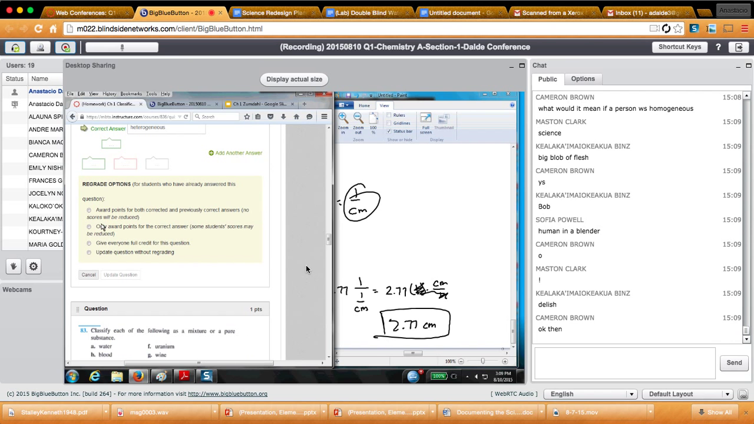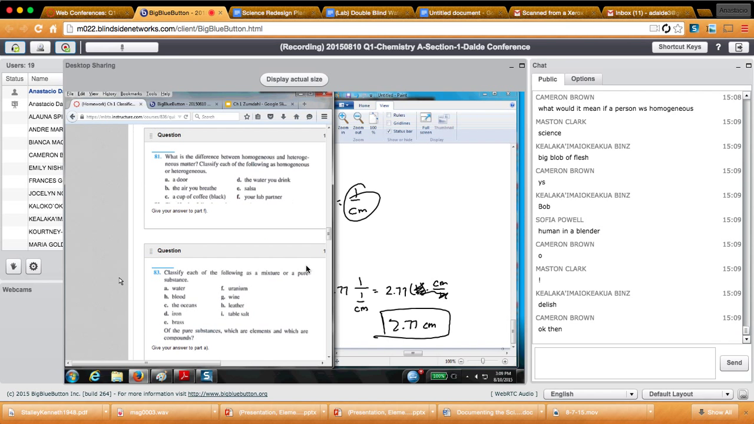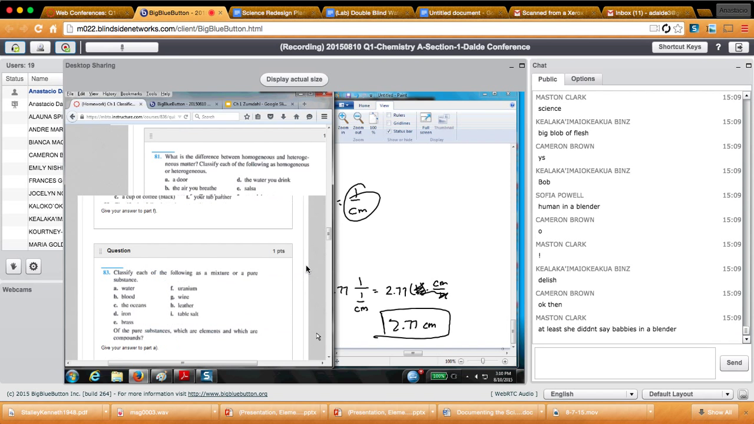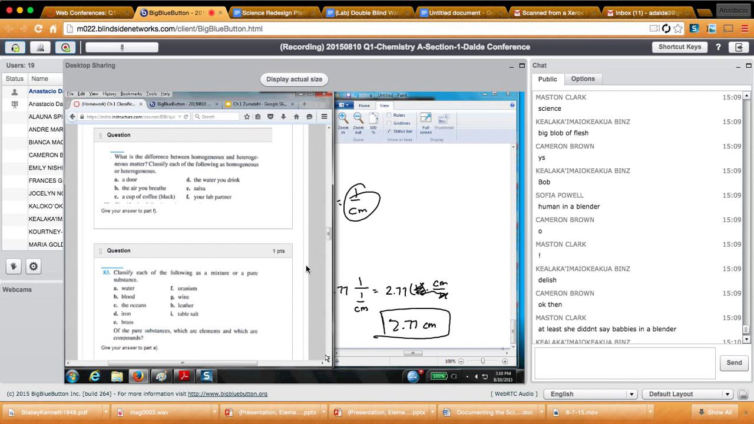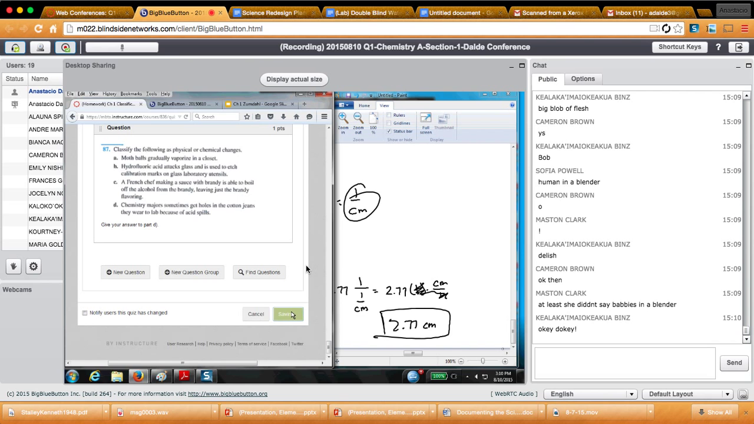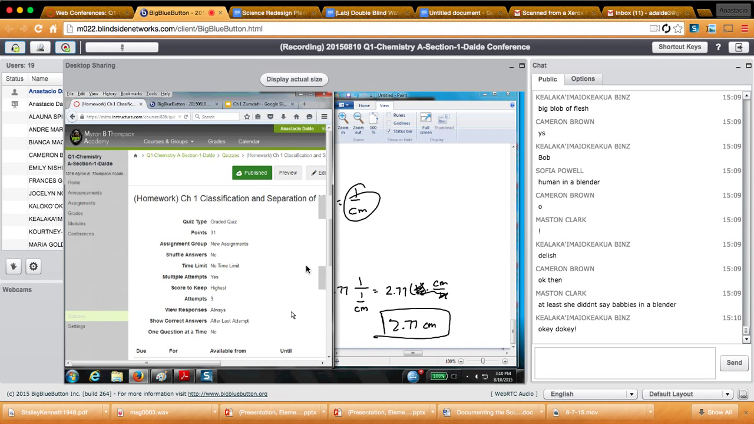All right, so here's what I'm going to do. I'm going to give everyone full credit for this question, because I screwed it up. It was question 81F, homogeneous mixtures. I switched the answer to the correct one, but it should give you the correct points for it.